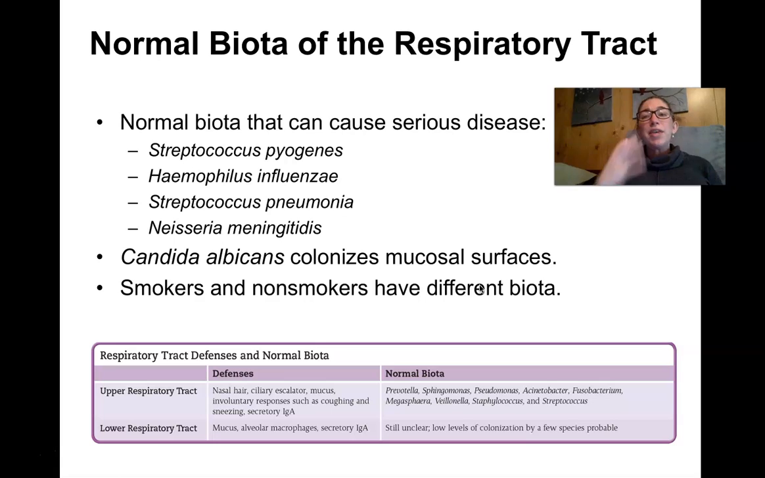So we know that the upper respiratory tract, the nose, the mouth, the throat, are all definitely well colonized with common bacteria. What we don't have a good grasp on is what bacteria, if any, colonize the lower respiratory tract. So the trachea, the bronchioles. It's not clear whether there are normal flora down there or whether it is a sterile environment.